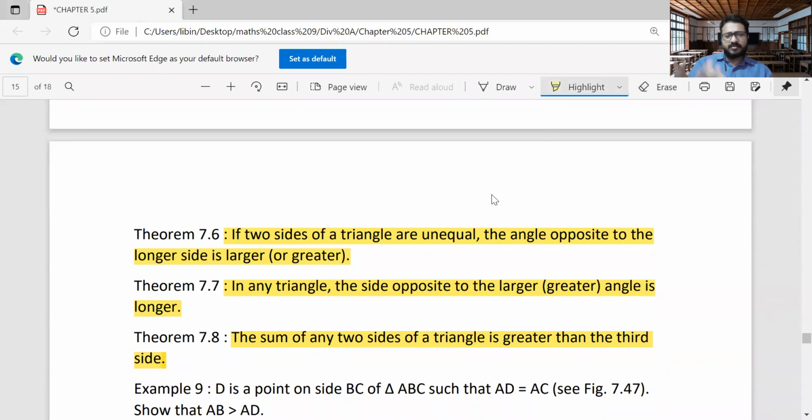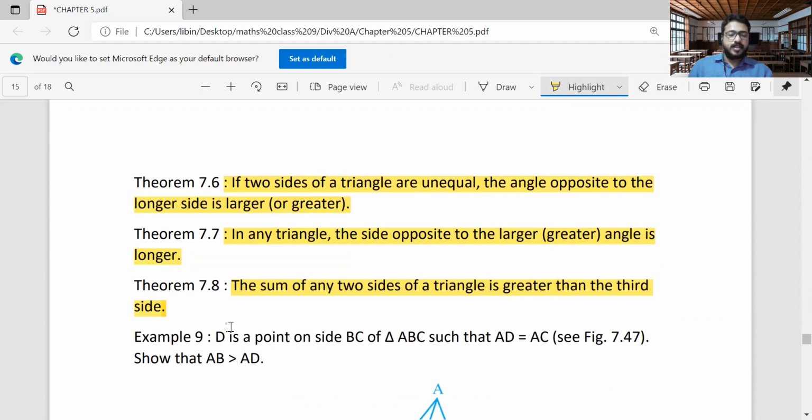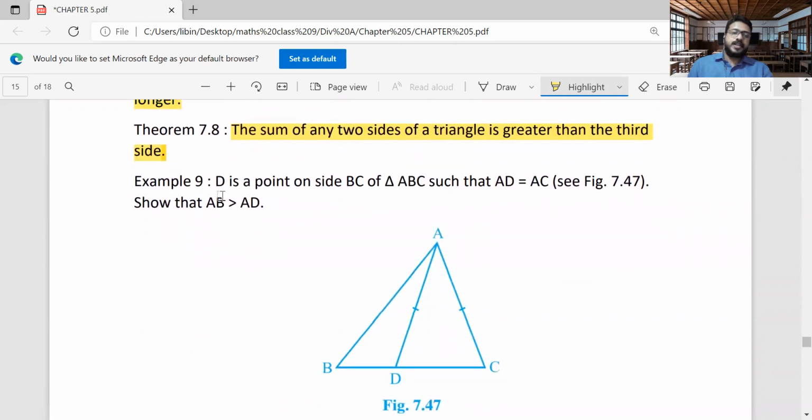But just keep these theorems in your mind. There is no proof needed, but we can use these theorems to show some examples. Let us consider our next example, 9. D is a point on side BC of triangle ABC such that AD is equal to AC. We want to show that AB is greater than AD.